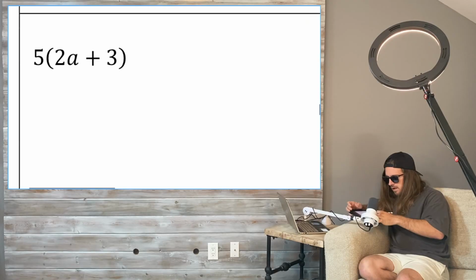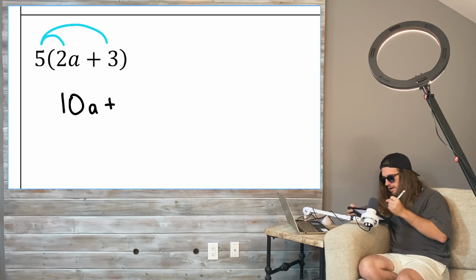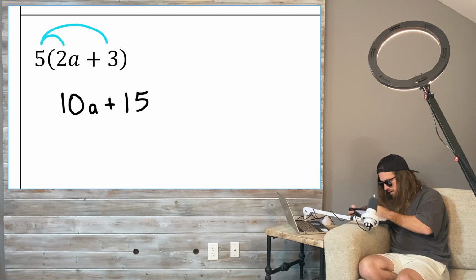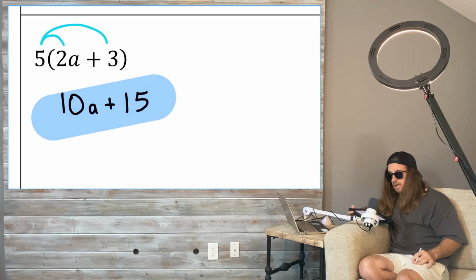So, meaning here, right, can we add 2a and 3? No, but what we can do is distribute this 5 into the parentheses. So 5 times 2 is 10, tag on the a, and 5 times 3 is 15. There we go. Okay. That's it. Not very exciting on that one.